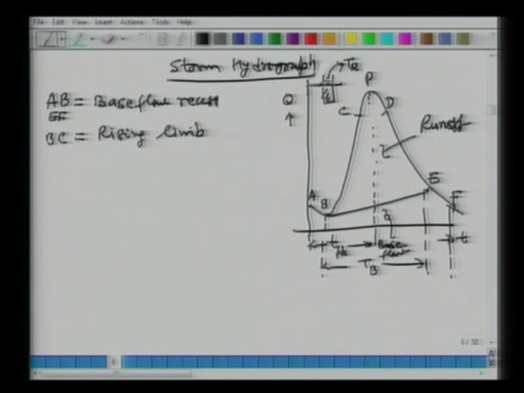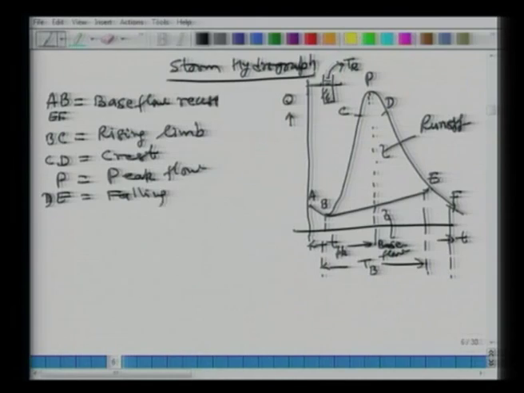of the hydrograph. The portion C, D and P in between, the peak discharge, is called the crest of a hydrograph, and P is the peak flow. DE is called the falling limb of the hydrograph.